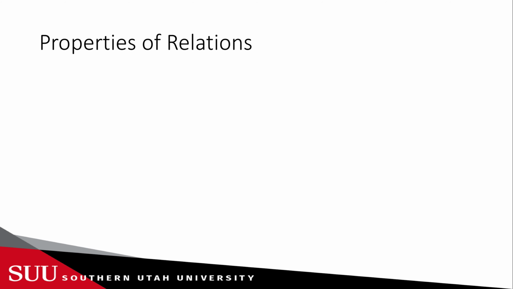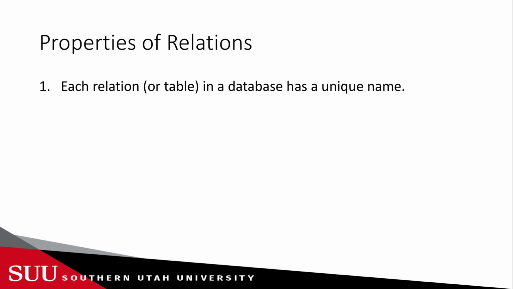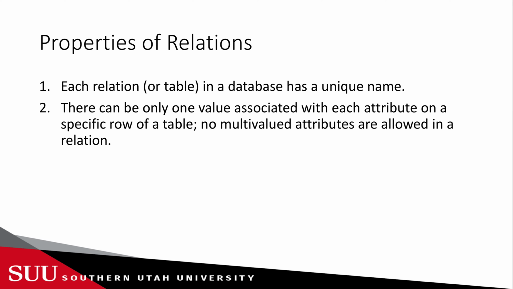Now let's look at the properties of relations. First of all, each relation or table must have a unique name. And then there can be only one value associated with each attribute on a specific row of a table. We cannot have any multi-valued attributes in the relational model.